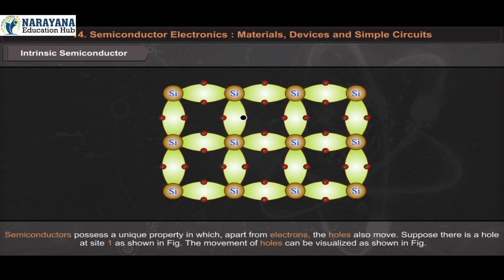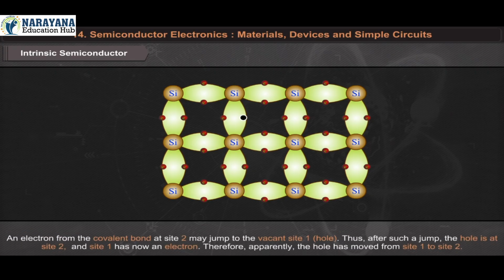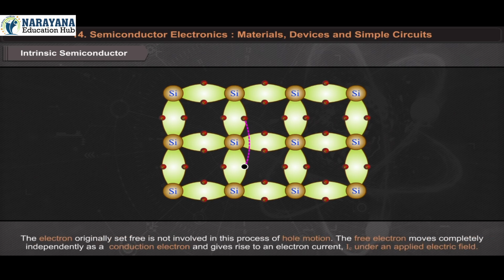Semiconductors possess a unique property in which, apart from electrons, the holes also move. Suppose there is a hole at site 1 as shown in the figure. The movement of holes can be visualized as shown in the figure. An electron from the covalent bond at site 2 may jump to the vacant site 1, that is, the hole. Thus, after such a jump, the hole is at site 2 and site 1 now has an electron. Therefore, apparently the hole has moved from site 1 to site 2.